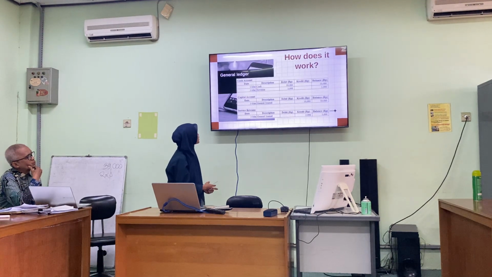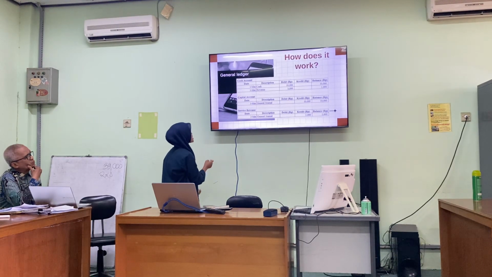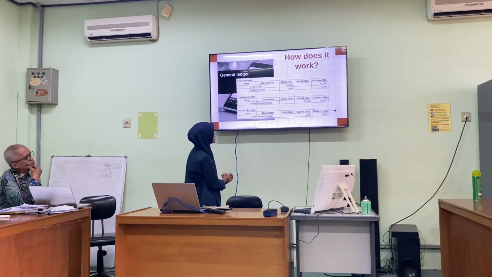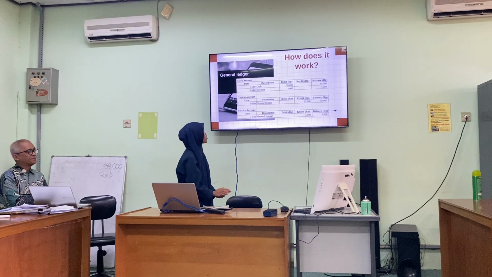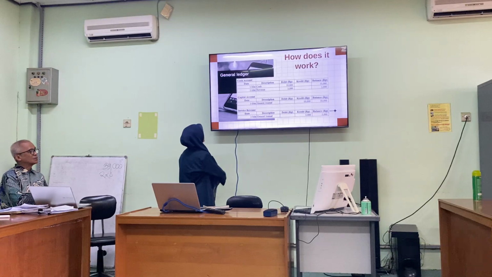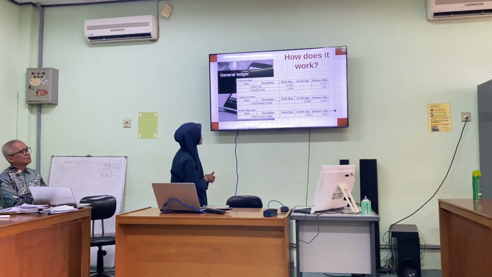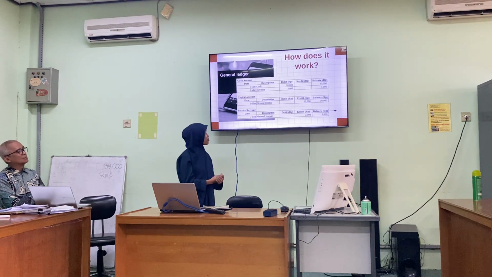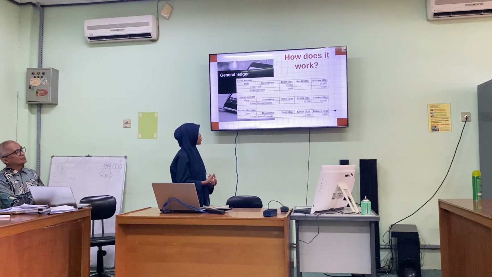The general ledger, for the cash account. On March 1st, description is cash, the amount debit is 10,000 rupiah, and then the balance is 10,000 rupiah. The second, on March 3, description is revenue. The amount debit is 3,000 rupiah. The balance is 13,000 rupiah.